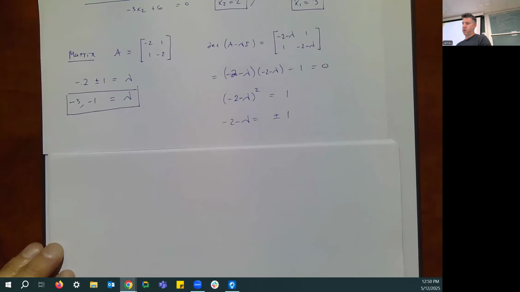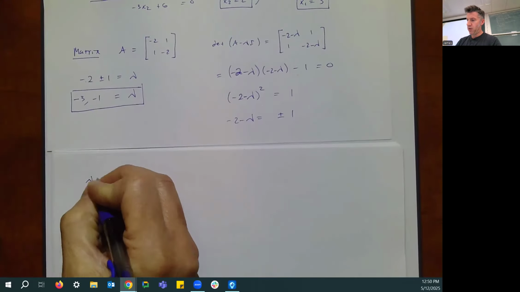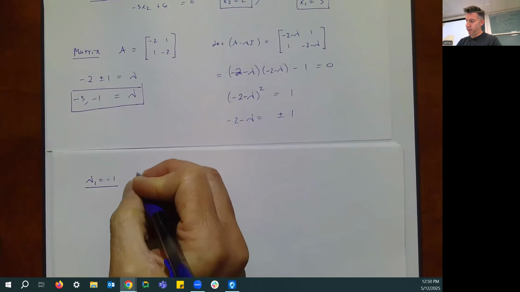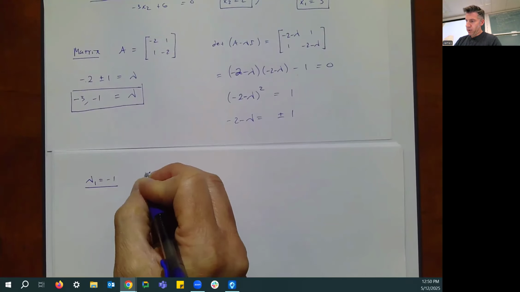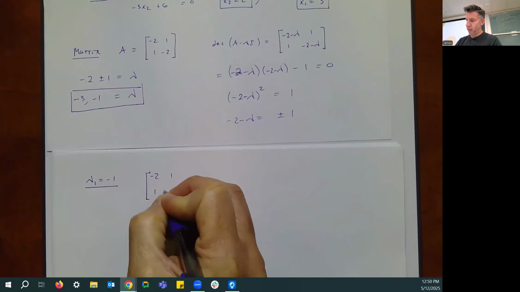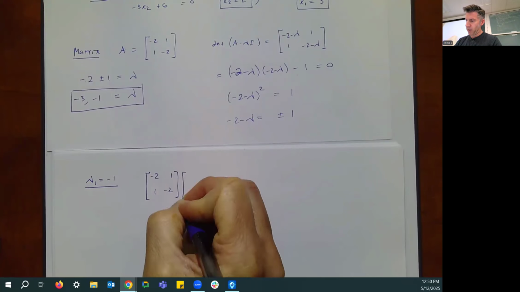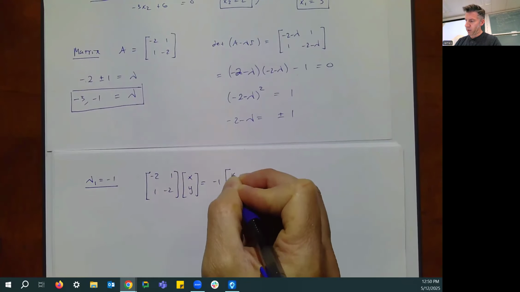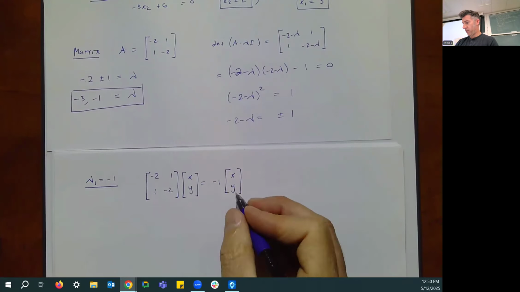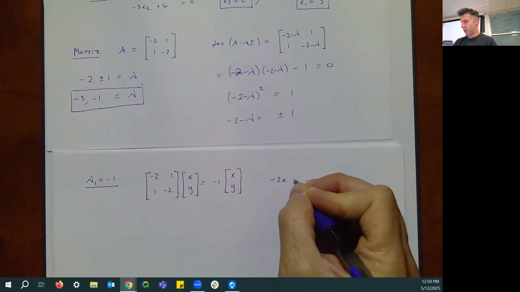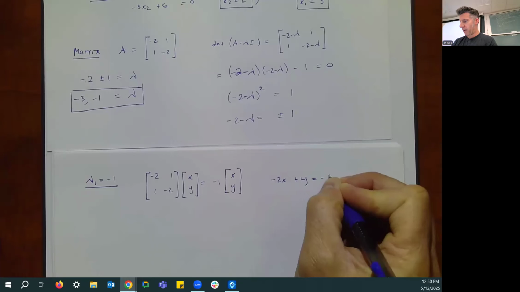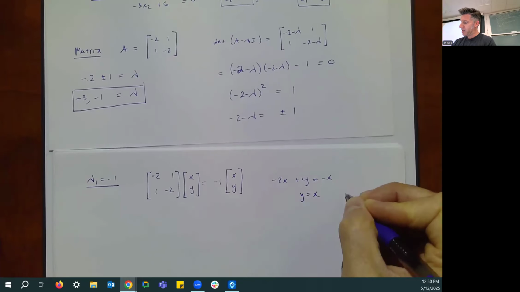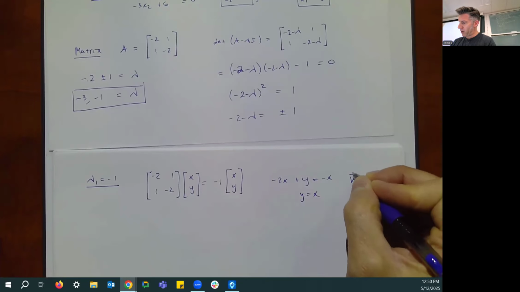So for the eigenvectors, lambda 1 equal to negative 1, we have the matrix negative 2, 1, 1, negative 2 times the vector we're looking for equal to negative 1 times the vector we're looking for. So let's see, our first equation is negative 2x plus 1y equals negative x. Add 2x to both sides, we get y equal to x. So the vector we're going to write down is 1, 1.